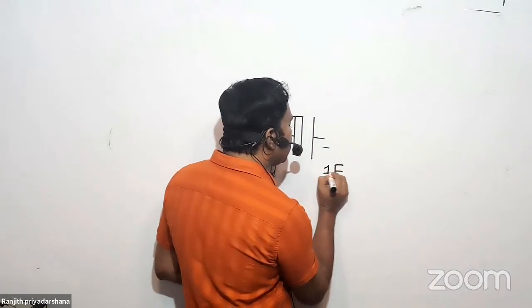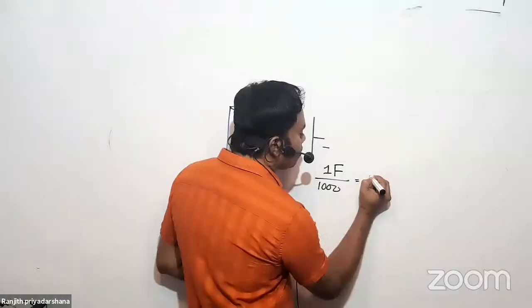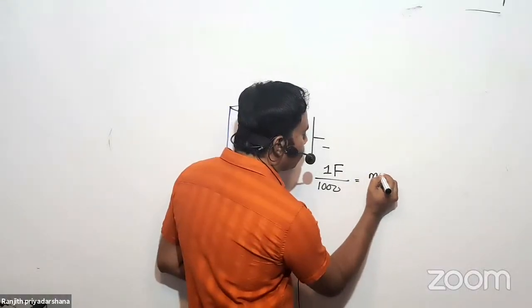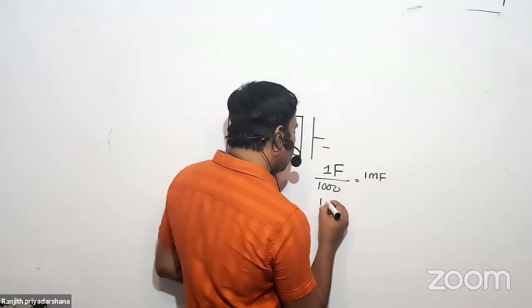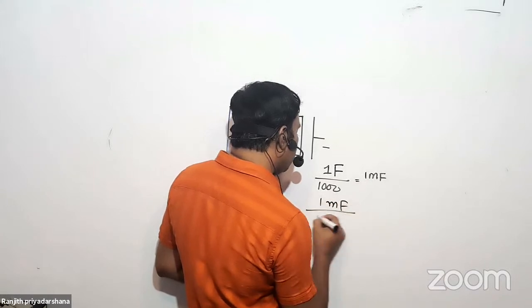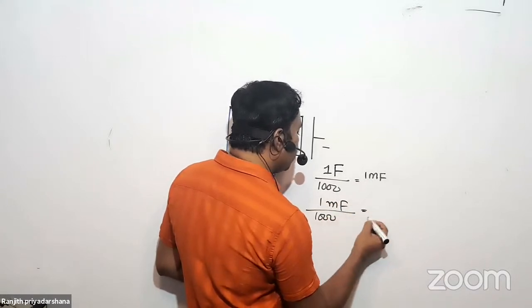Capacity has been mentioned here. Farad. Farad is a very big value. 1 farad is divided by 1000, you can end up with millifarad. So 1 millifarad further divided into 1000, you can end up with microfarad.